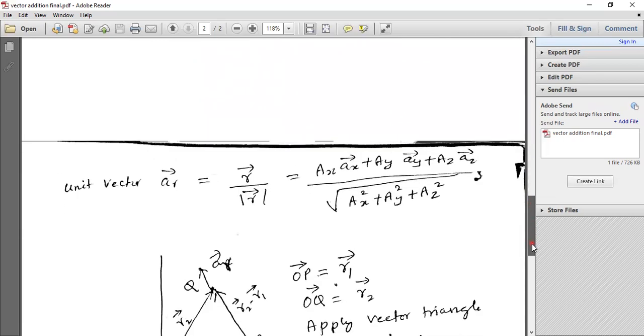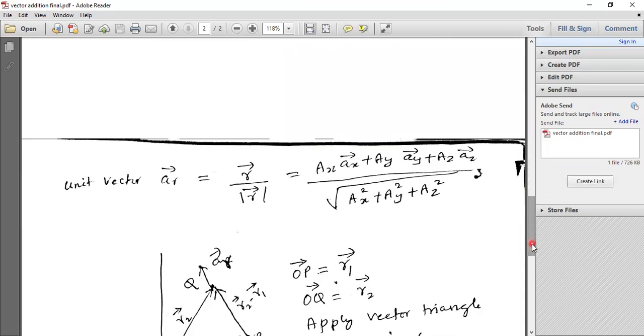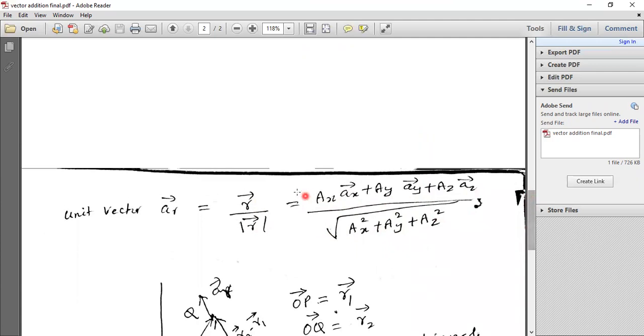So the unit vector along the R direction is given by R vector divided by modulus of R vector. This is ax plus ay plus az divided by root of ax square plus ay square plus az square. This is the unit vector. So the unit vector of this R vector is given by the concerned vector divided by modulus of that vector.